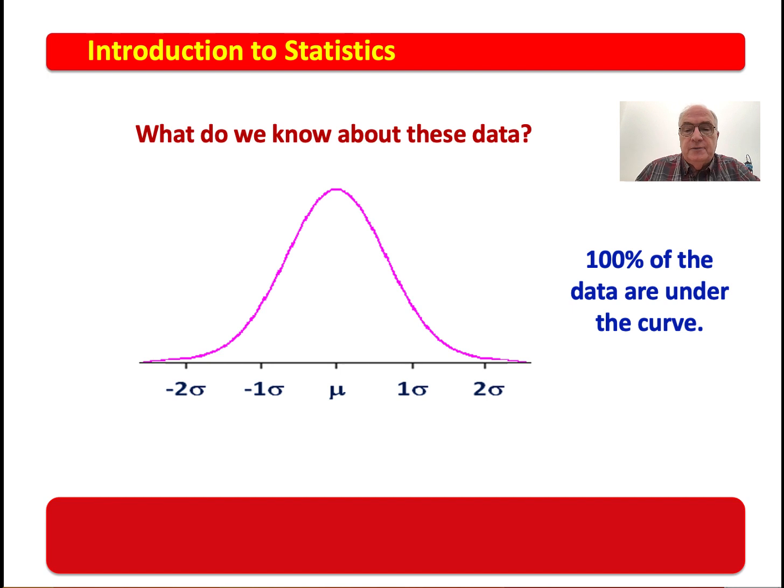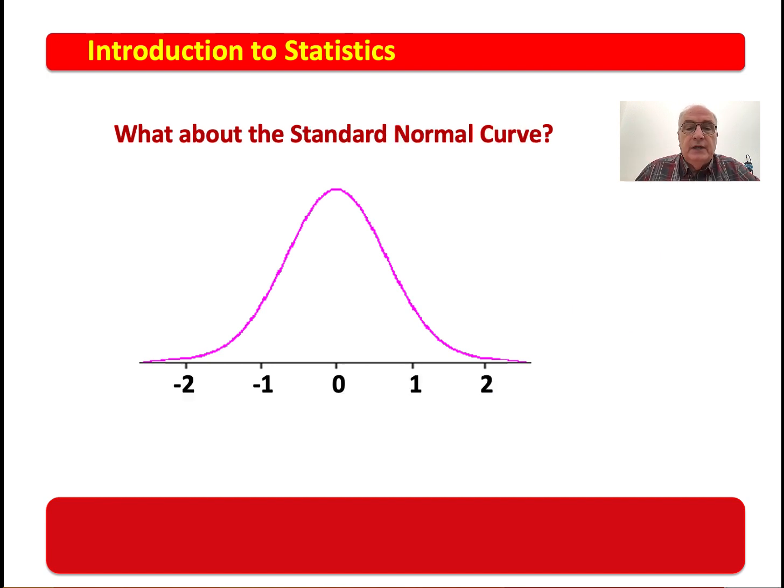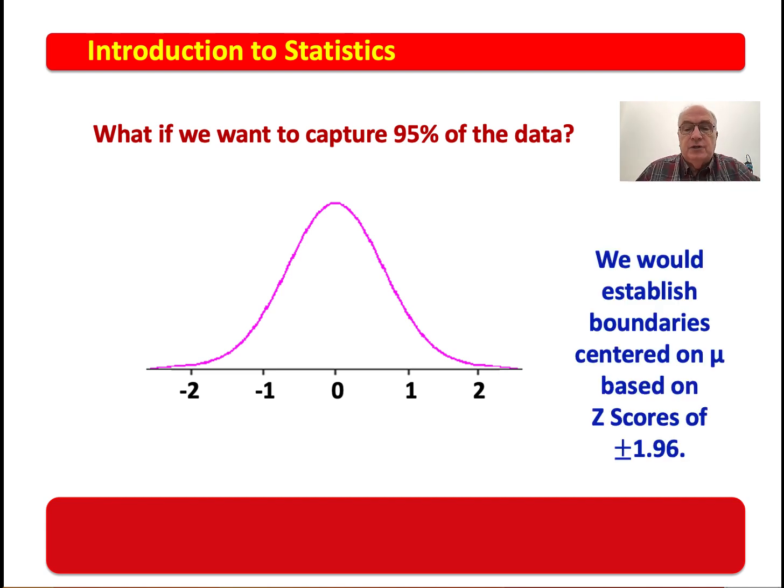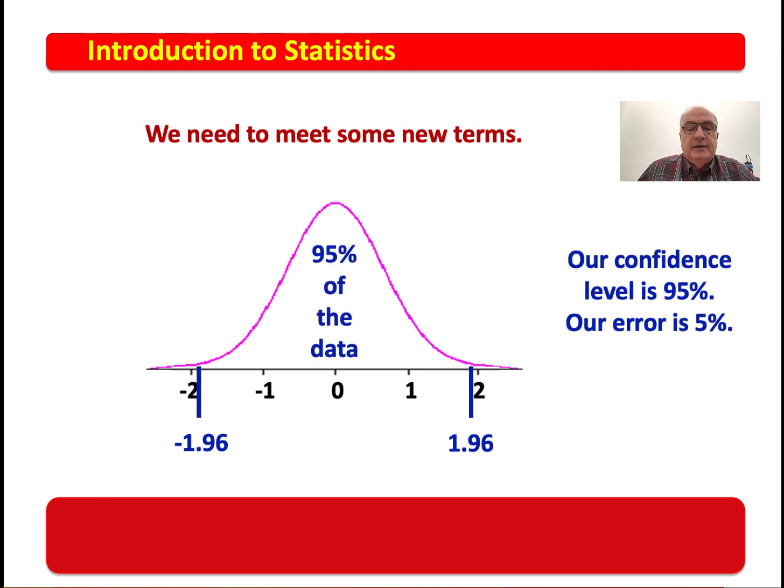What do we know about these data? That we know that 100% of the data are under the curve. And what about the standard normal curve? Well, 100% are under that, just like they're under the other. Now, if we want to capture 95% of the data in the standard normal distribution curve, we would establish boundaries centered on the mean based on z-scores of plus or minus 1.96. This 1.96 above and 1.96 below traps 95% of the data. Our confidence level is 95%.